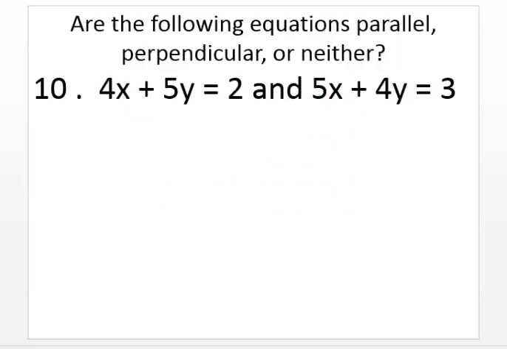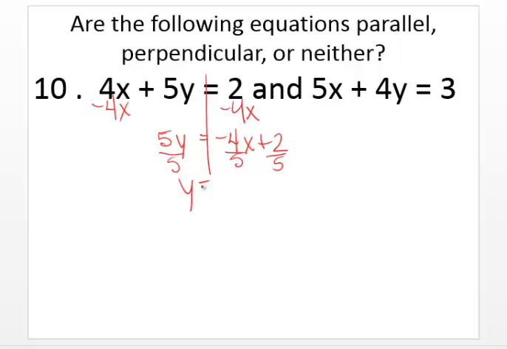In my next example, I do not have y = mx + b form, so this is going to make the problem a little bit more challenging. I need to solve both of these for y, and the way I do that is first by getting rid of the x part. So I have 5y = -4x + 2. Always write the x part first. Divide by 5 everywhere. y = -4/5 x + 2/5. The slope of this line then is -4/5.